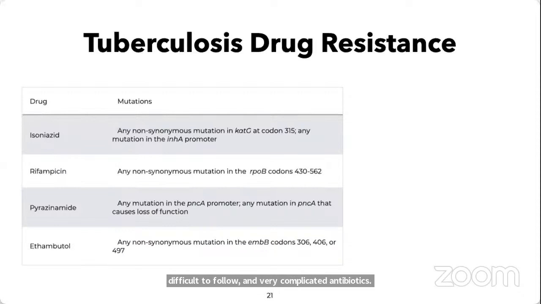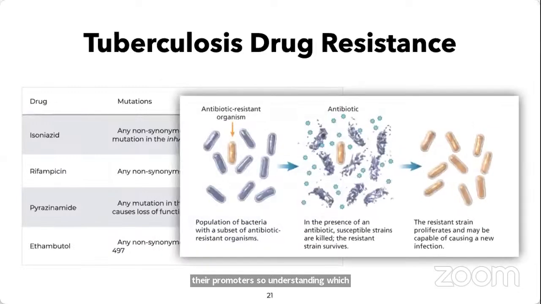But in the last 3 or 4 years, researchers have discovered that this bacterium has become more and more resistant to not one, but several different types of antibiotics. It turns out that this resistance can be associated with a specific set of mutations in specific genes or their promoters. So understanding which gene mutation is resistant to which antibiotic is very important in understanding the development of resistance in general.